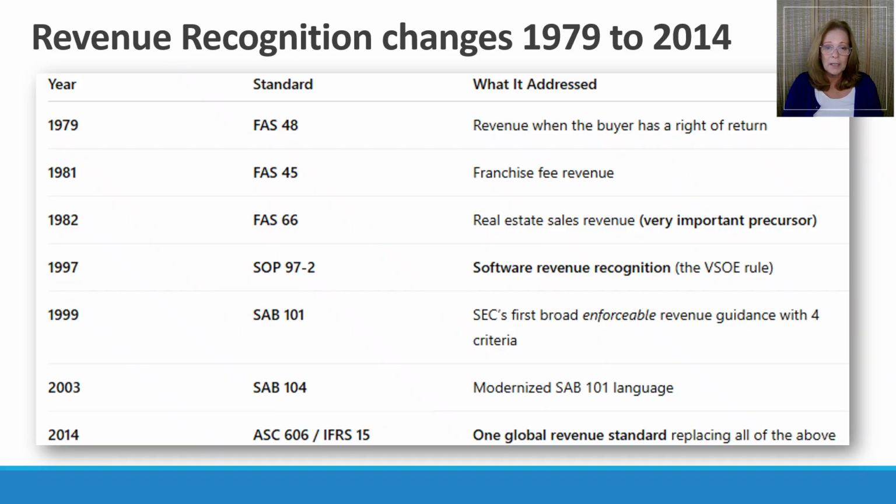So from 1979 to 2003, we had a patchwork of guidance: FASB statements, AICPA bulletins, and SEC interpretations, all addressing revenue in specific industries. The problem was that each industry had its own rules. That's why FASB and the IASB eventually said, let's start over and write one principle-based model that applies to everyone, which led to ASC 606, revenue from contracts with customers. And that's the standard we use today.